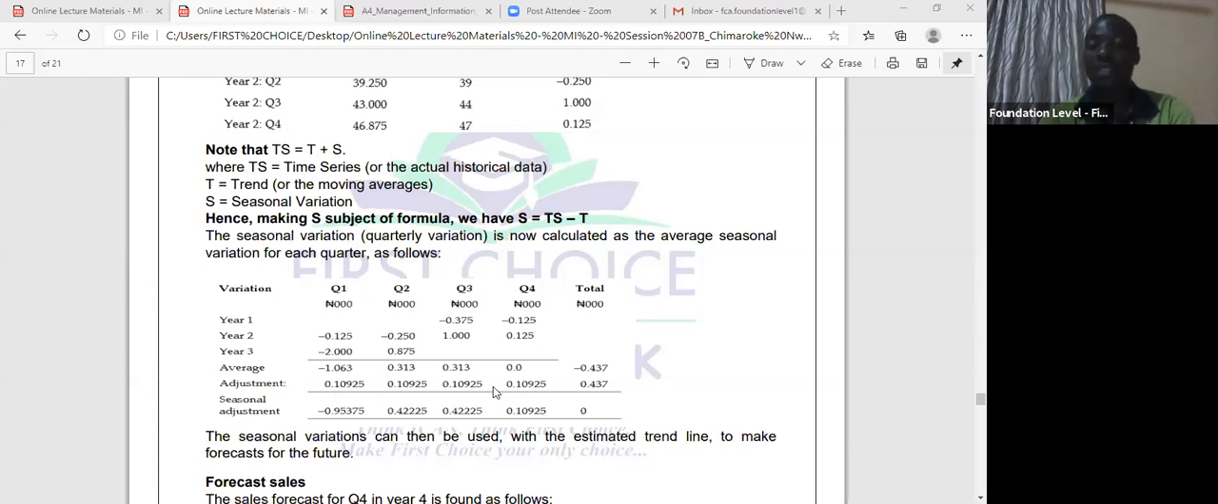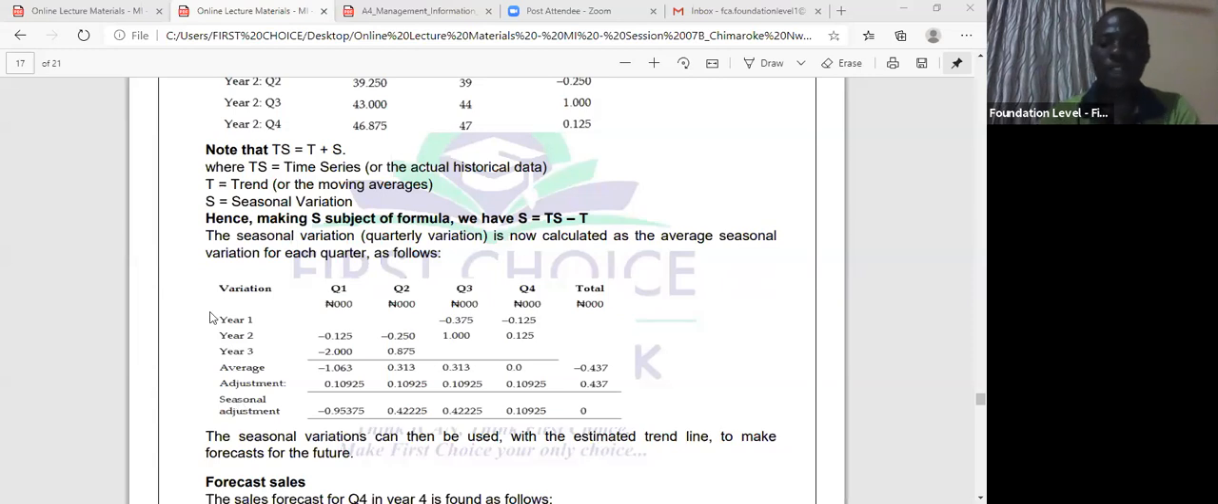You put all the figures. So it is plus, so not minus. So you put the same figure, you are putting them across board. Everything across board. So what you will now do is, this is what we call adjustment. It's called adjustment. So how do you do it now?